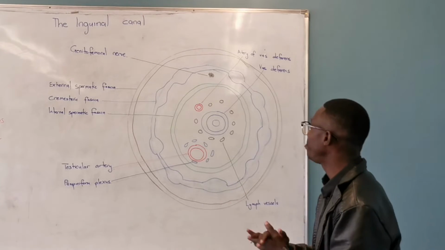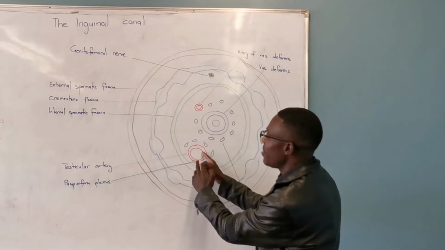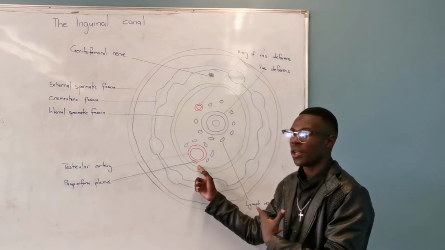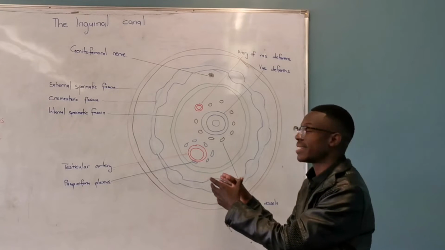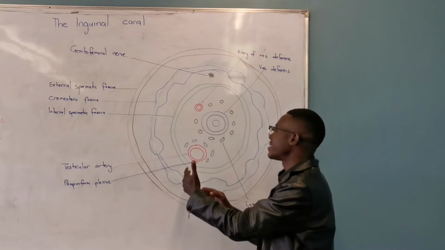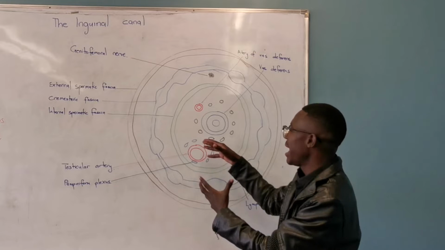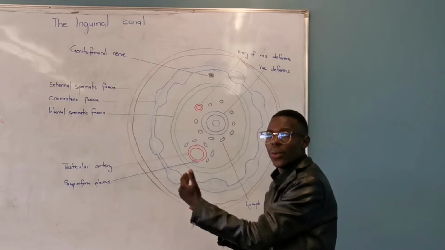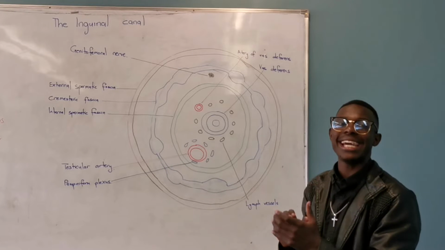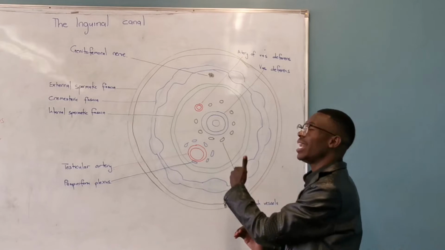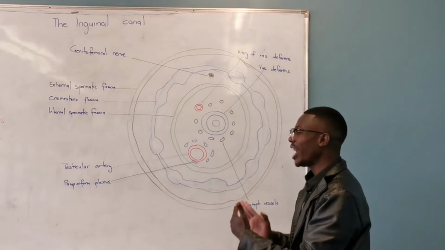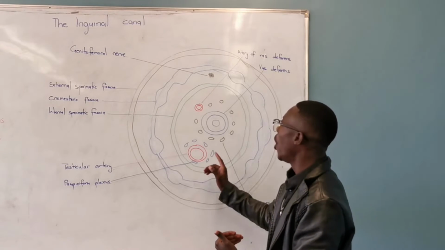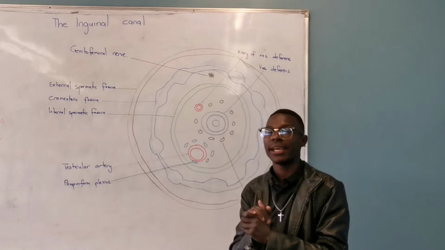So the pampiniform venous plexus here, you can see, our testicular artery is surrounded by 8 to 12 veins. As these veins reach the deep inguinal ring, they are going to fuse and form what we call the testicular vein. To the right, the testicular vein drains directly into the inferior vena cava. To the left, the testicular vein drains indirectly into the inferior vena cava via the left renal vein. So that's the pampiniform venous plexus.